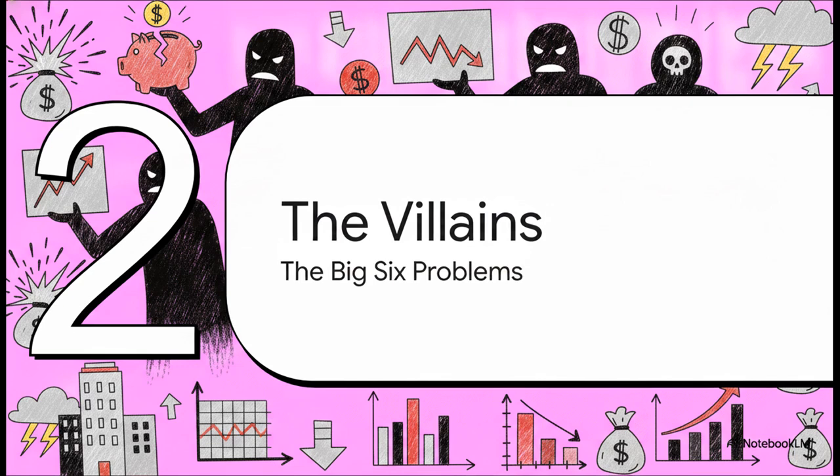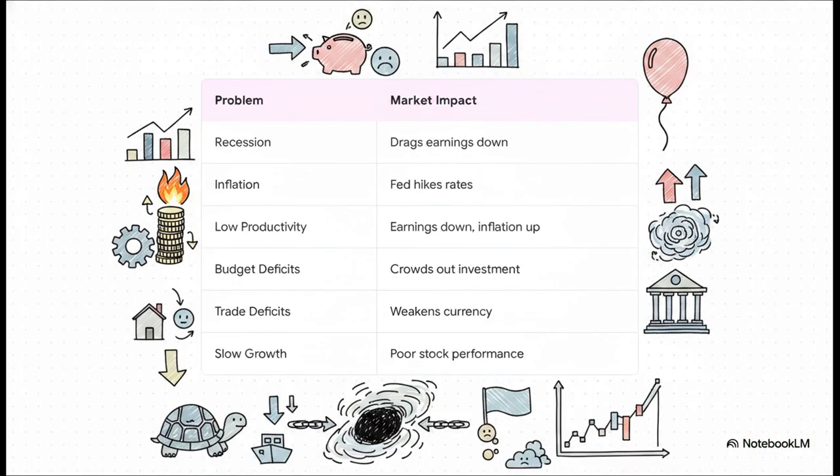Okay, moving on to section 2. The villains, the big 6 macroeconomic problems. So, what exactly are we scanning for with all this data? Well, every single release is ultimately trying to measure the risk of the big 6 problems. Let's walk through this list with some urgency because, honestly, these are totally critical to your portfolio. First up, recession. This drags earnings down across the board, no sector is immune.